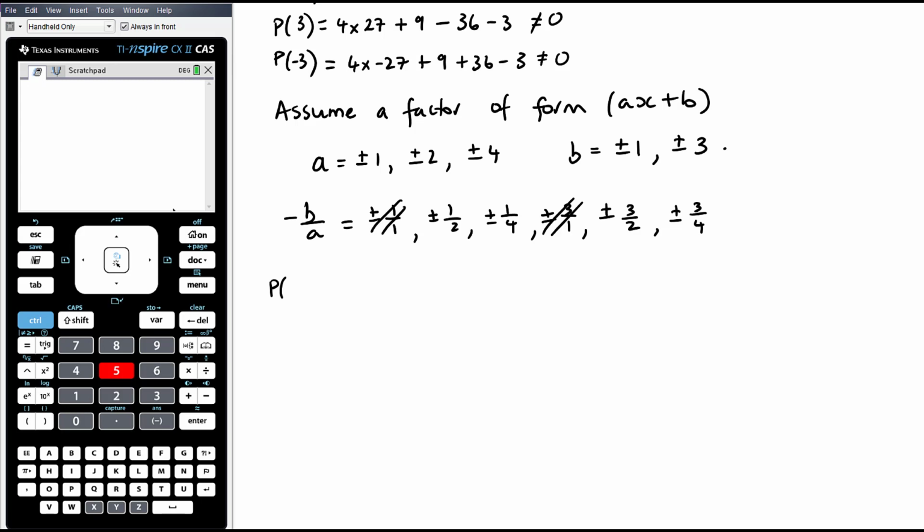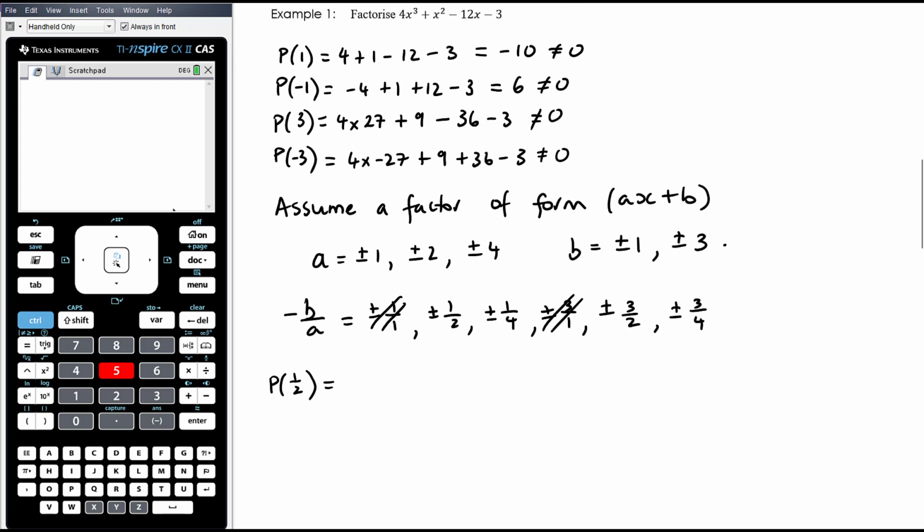Okay, so we try p of half. Now you don't have to start with a half, you can try whichever one you want, but half's going to be the nicest one to work with there. So let's put that into our function. So it is 4 times, and I'm going to try and do a bit of this in my head so I don't have to write down so much. 4 times a half cubed, half cubed is 1/8, plus half squared, which is a quarter, minus 12 times half, which is 6, and minus 3. So that's going to be 4 times 1/8 is a half, half plus a quarter minus 9. So certainly 3/4 take away 9 doesn't equal 0.